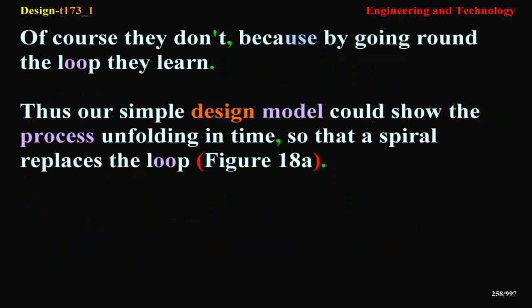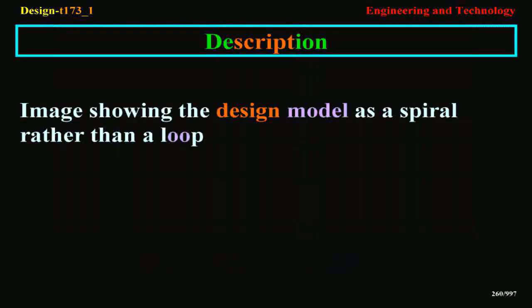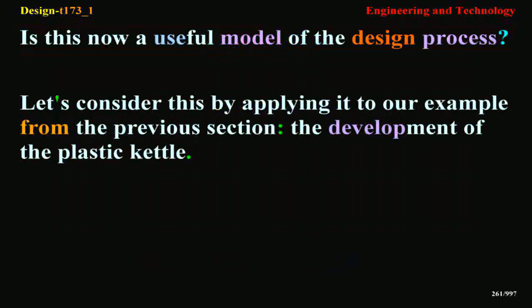Figure 18a, a spiral model of the design process. Image showing the design model as a spiral rather than a loop. Is this now a useful model of the design process? Let's consider this by applying it to our example from the previous section: the development of the plastic kettle.